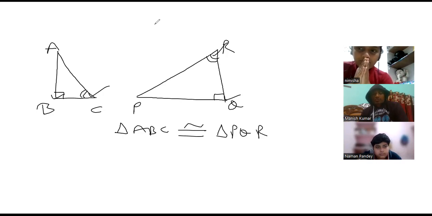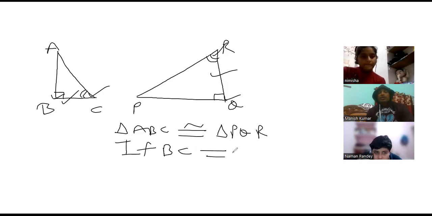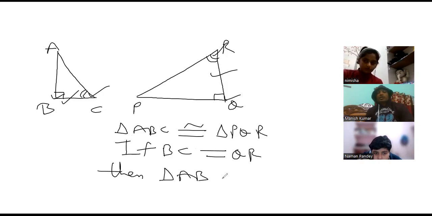Nimisha, your answer? See, I am not telling that BC is equal to QR. It has not been written in the question, but the question is asked what can make it congruent. So if BC is equal to QR, then the triangles will be congruent. That is, triangle ABC will be congruent to triangle PQR.